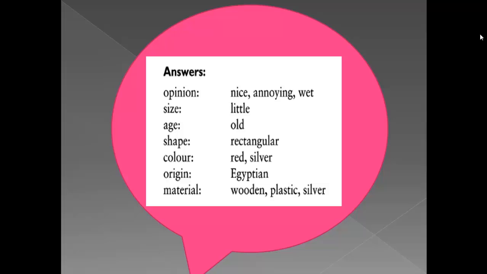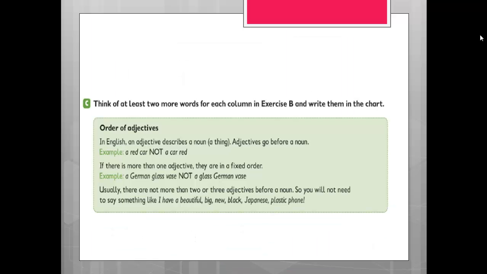So here are the answers. Then let's move to number C. Now think of at least 2 more words for each column in exercise number B and write them in the chart.